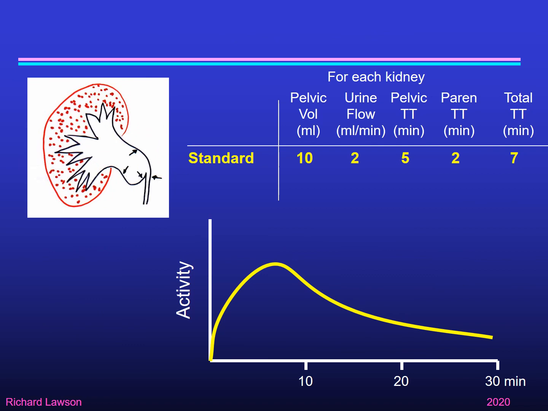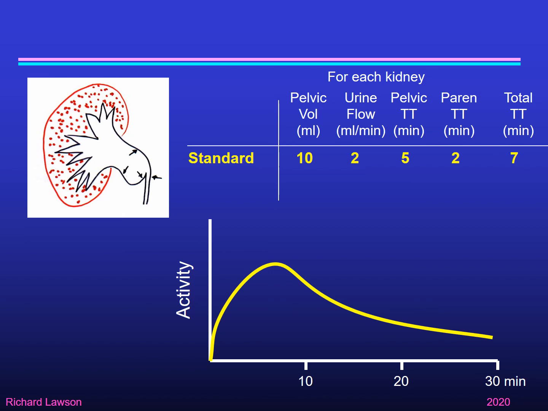There are also systems like this, where you've got a pelvis which is perhaps somewhat dilated and perhaps a rather unusual shape, with a dependent bit of the pelvis here, maybe with the ureter coming out a bit higher up. So let's give this a moderate volume, say 10 mils, but with a normal flow of 2 mils a minute. We get 5 minutes through the pelvis, a normal parenchyma transit time of 2 minutes, give us a total transit time of 7 minutes. So the renogram curve from that is somewhat slightly delayed in its peak because of the larger volume, but it's nothing spectacular.